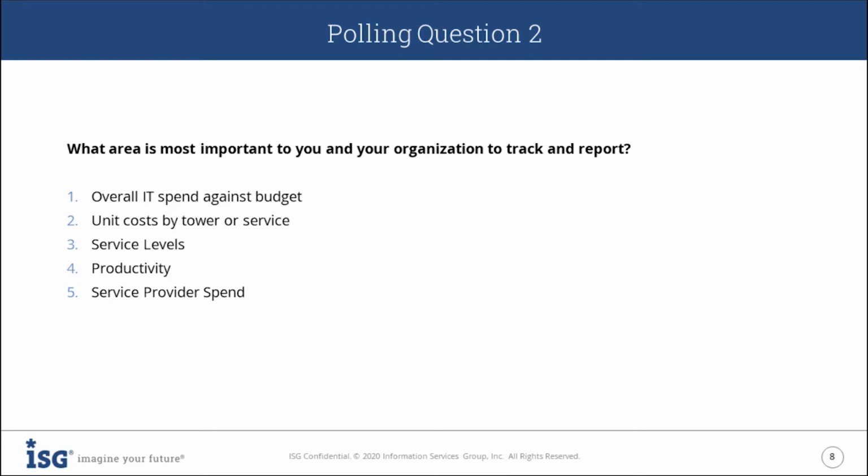Yeah, the answers seem to be a little spread across the board, but the winner, I will send the results to everyone, looks like the winner is A, with B as a close second. Yep, and that makes sense. Unit cost and overall IT spend is going to be driving a lot of the conversations coming down from leadership, from the CIO, CFO. So it's really important to get a handle on that and understand the gaps to market.